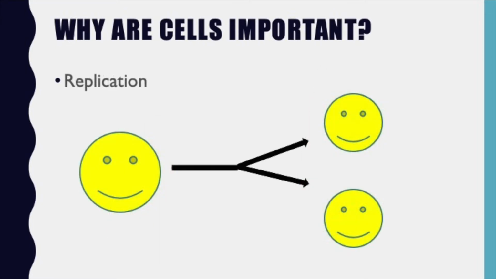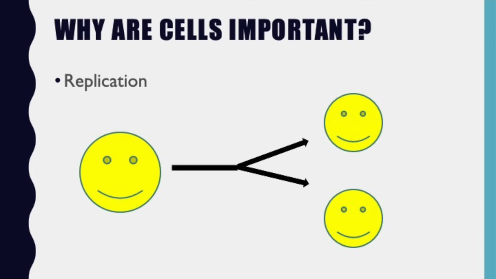The next reason cells are so important is because of replication. So we know that as we grow older, we get bigger. So a little baby is able to grow into a kid, and then they're able to grow into an adult. And that is all because cells are able to reproduce themselves.